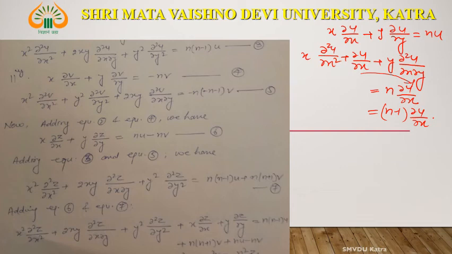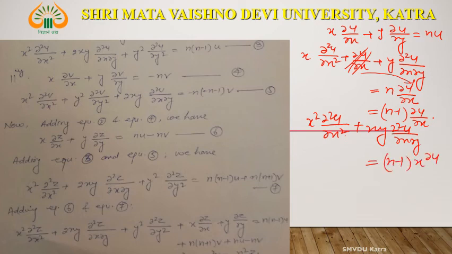Now multiplying this term by x, then x² ∂²u/∂x² plus xy ∂²u/∂x∂y is equal to (n minus 1) x ∂u/∂x. Right? Similarly, do for v also. Same thing do for the v also. Right? And we obtain using this equation. Right?